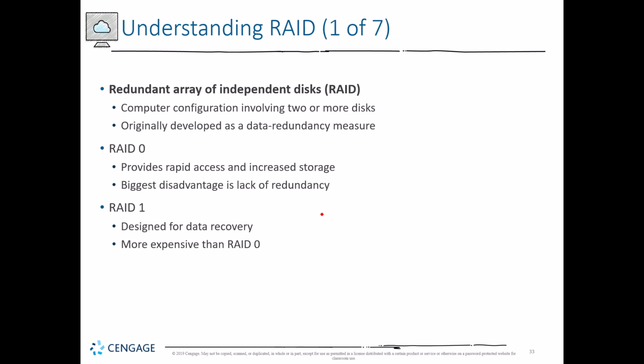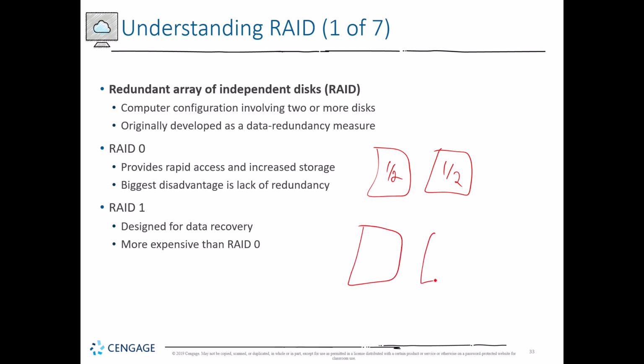So again, RAID, redundant array of independent disks, normally 2 or 3 or more disks developed to work together. RAID 0 is basically we have 2 drives, or a minimum of 2 drives, half the data on one, half the data on the other. That way it increases the speed.